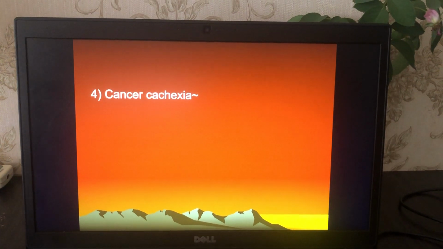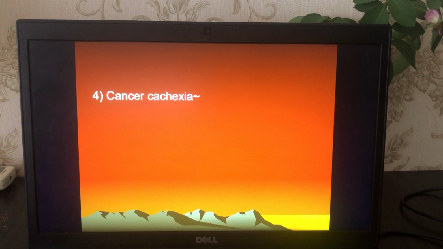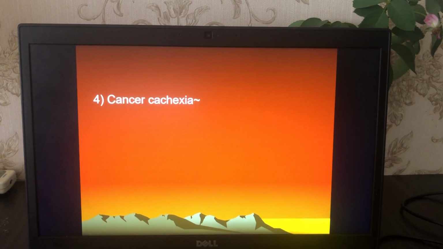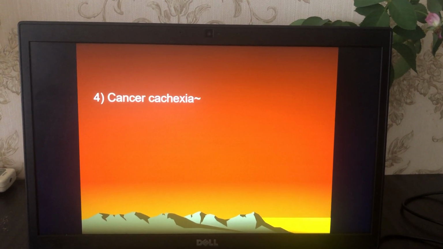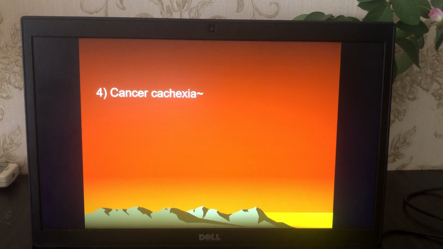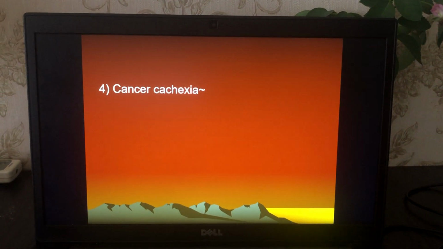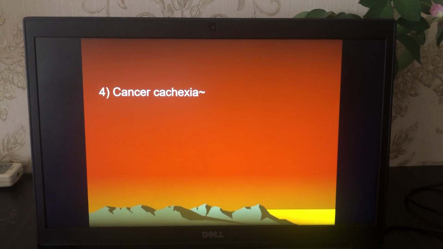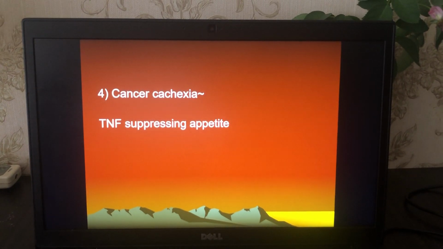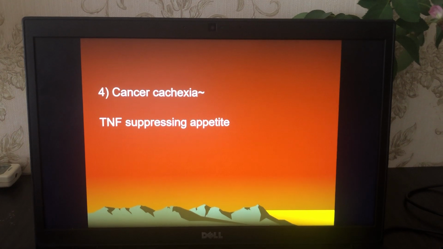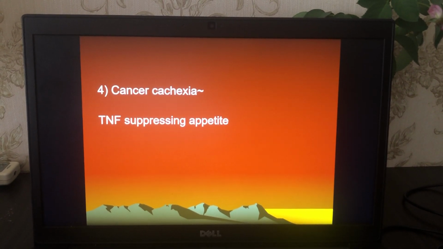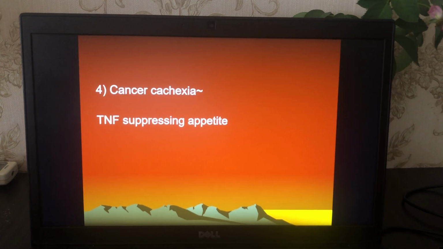Alright, so fourth is what we call cancer cachexia. I'm sure most of you have seen someone with very severe cancer or who died from cancer. Do you realize how thin they were at the end of their illness? This is what we call cancer cachexia, or thinness due to cancer. This is because tumor necrosis factor, or TNF, a lot of it is produced because of the tumor, and it suppresses the appetite and the patient does not eat.